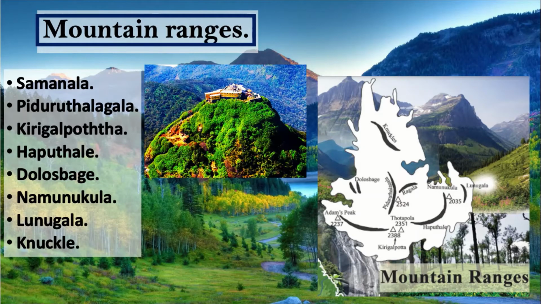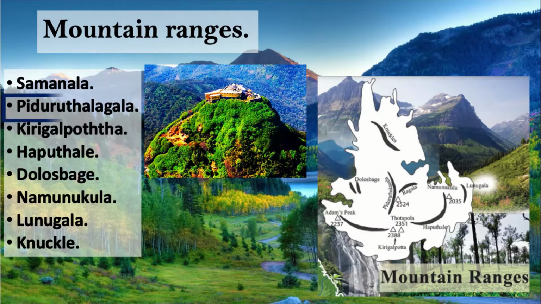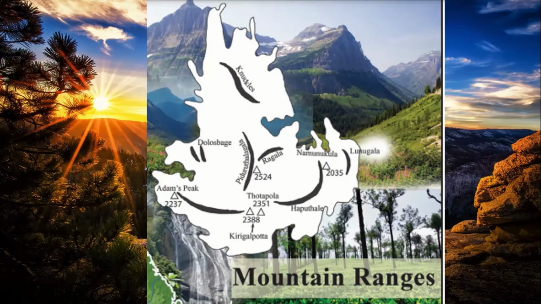Let's see. Samanala, Pidurutalagala, Kigalpotta, Haputale, Dolosbage, Namunukula, Lunugala, and Knuckles. These are the main mountain ranges in the central hill country. Now let's see the map.